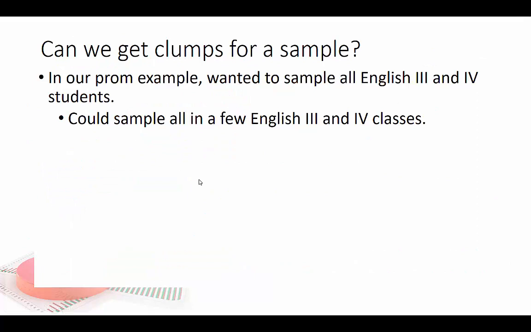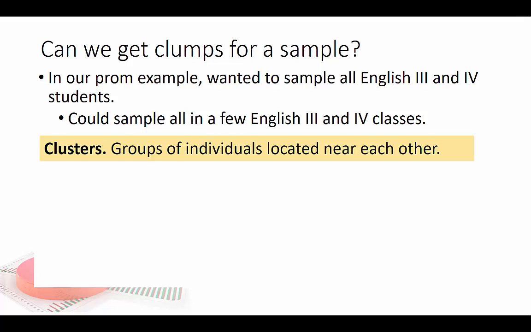Can we do clumps instead? Sometimes it's actually a lot easier to do clumps of people. For example, instead of trying to randomly sample among all the English 3 classes, because there are a lot of English 3 classes, we could just pick 1 or 2 English 3 classes, maybe even 3, and sample those. We could do the same thing for the English 4 classes. Basically, we would be using clusters, groups of individuals located near each other, making it easier to get access.